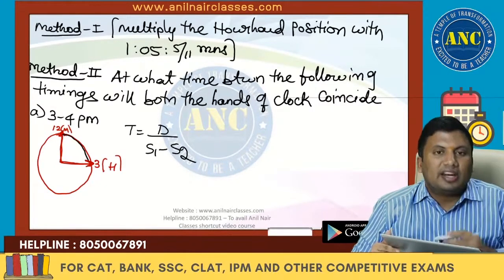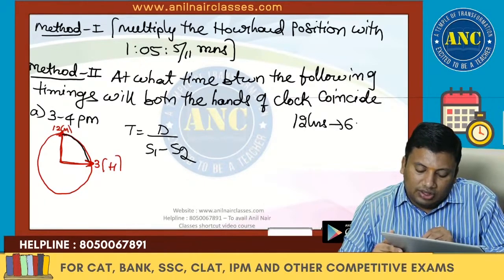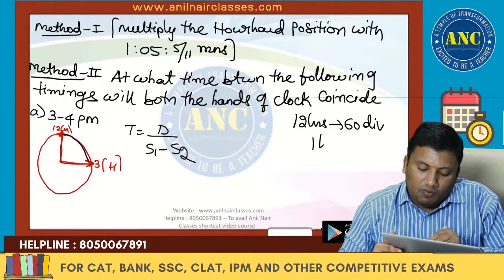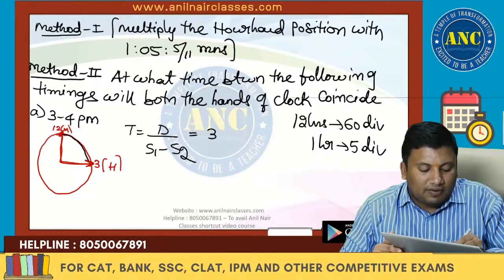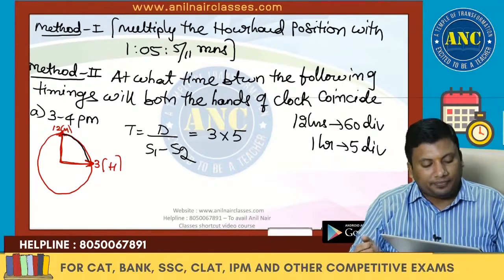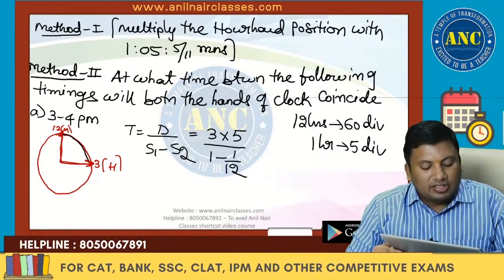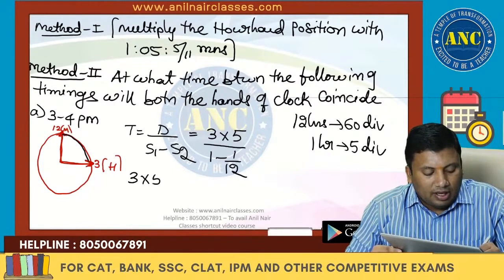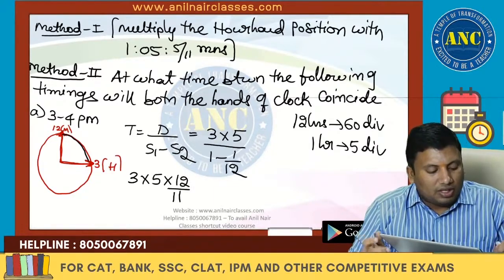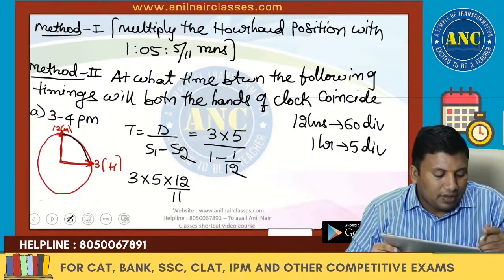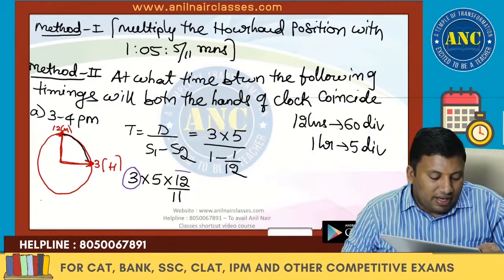From 12 to 3, there is a 3 hours gap. 12 hours is nothing but 60 divisions. 1 hour is nothing but 5 divisions. Totally 3 hours means 3 into 5, which is 15. What are the speeds? 1 minus 1 by 12. Listen carefully. This is nothing but 3 into 5 into 12 by 11. Now, if you observe closely, directly we can tell it. This is nothing but the hour hand position, then 5 into 12 by 11.